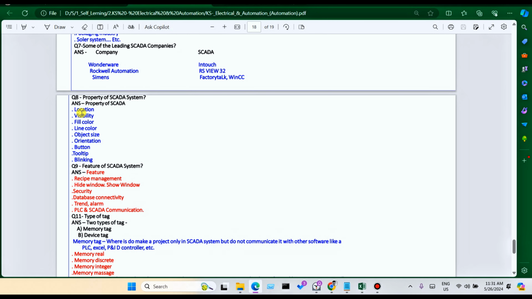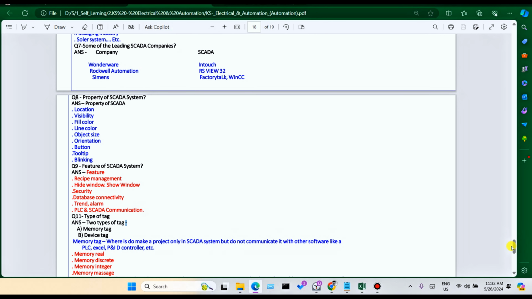Next is the properties of SCADA. What are the properties of SCADA? Location, visibility, fill color, line color, object size, orientation. I will cover all these in my coming videos. Features of SCADA: recipe management, hide window, show window, security, database connectivity, trends and also alarms, PLC to SCADA communication.